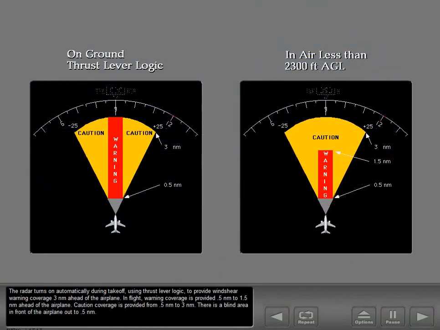The radar turns on automatically during takeoff, using thrust lever logic to provide wind shear warning coverage 3 nautical miles ahead of the airplane. In flight, warning coverage is provided 0.5 nautical miles to 1.5 nautical miles ahead of the airplane. Caution coverage is provided from 0.5 nautical miles to 3 nautical miles. There is a blind area in front of the airplane out to 0.5 nautical miles.